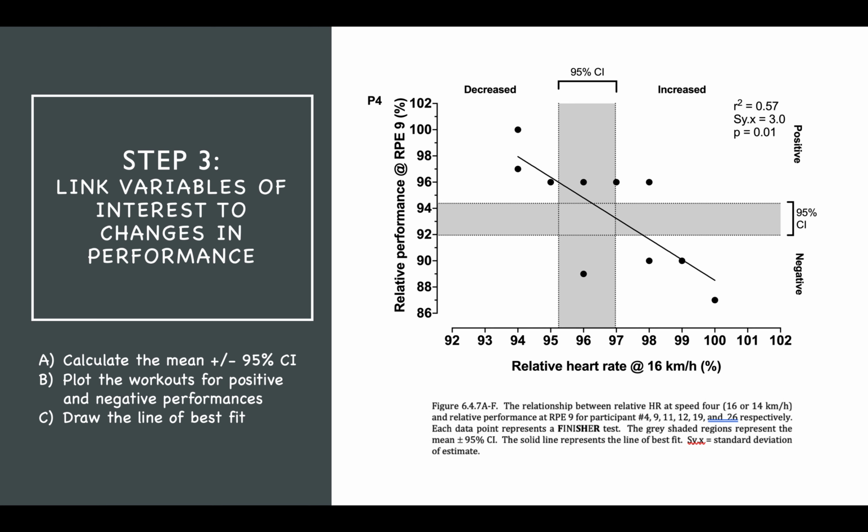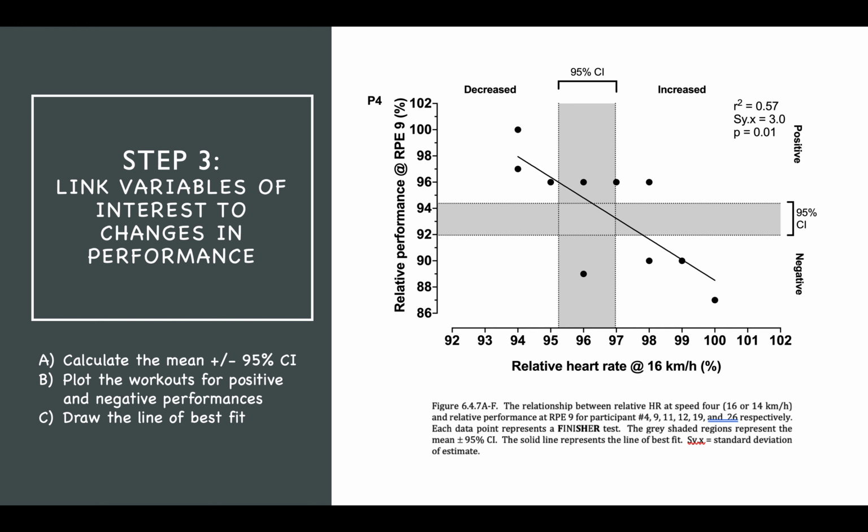And step 3 is to link your variables of interest to changes in performance on the benchmark workout. Step 3 is split into 3 different subsections. Part A of step 3 is to calculate the mean plus minus the 95% confidence interval around running speed. In this graph, on the y-axis, you have relative performance at RPE 9.